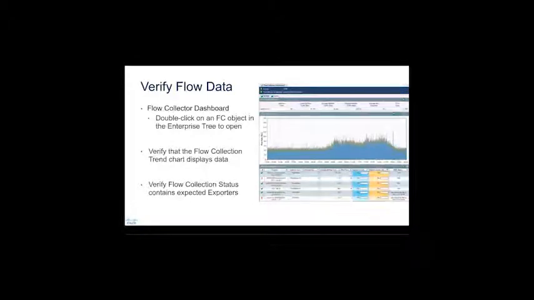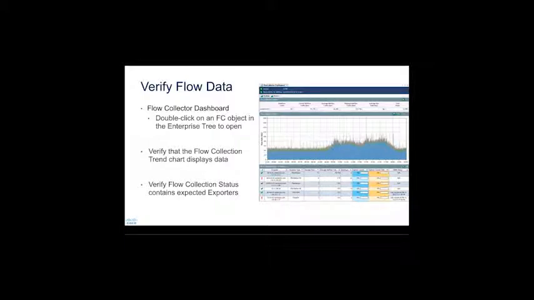So when you're viewing this in the labs, this is one of the screens you'll look at. This is the flow collector dashboard. Every flow collector has its own dashboard. You can simply double-click a flow collector object in the enterprise tree in the Java client to see the dashboard. We would expect to see this graphical representation, seeing it processing flow over time, as well as a list of all of the exporters that are sending flow to this collector at the bottom of the page.